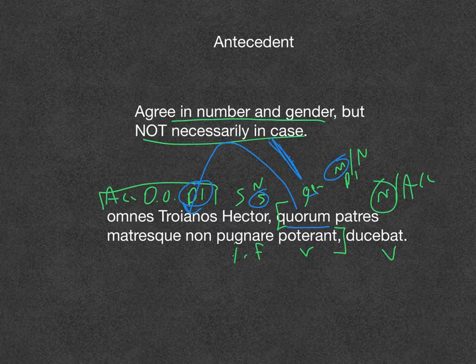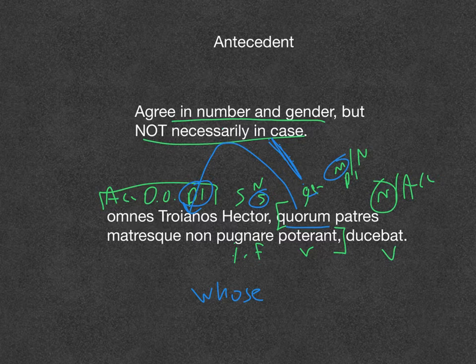All right, and then the sentence would translate something like, Hector led all the Trojans, whose fathers and mothers were not able to fight. The reason it's whose, that's an interesting one here, is because it's genitive. It's talking about a possession.